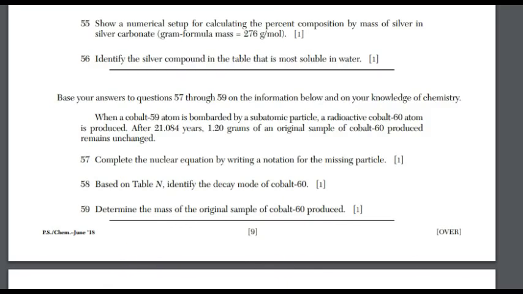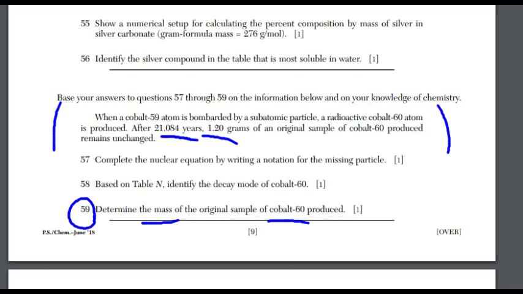Finally, with question 59, we want to determine the mass of the original sample of cobalt-60 produced. So we have to go back up here and notice what we have. We have the total time that's elapsed. And in that time, we only have 1.20 grams of the original sample that remains. It doesn't mean the rest disappeared. It means it was formed into a different isotope.